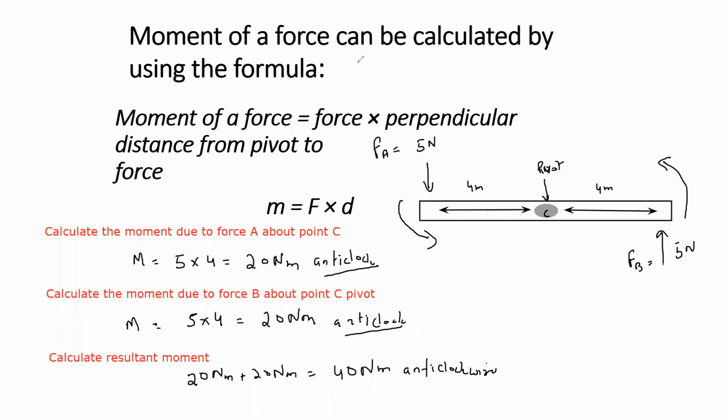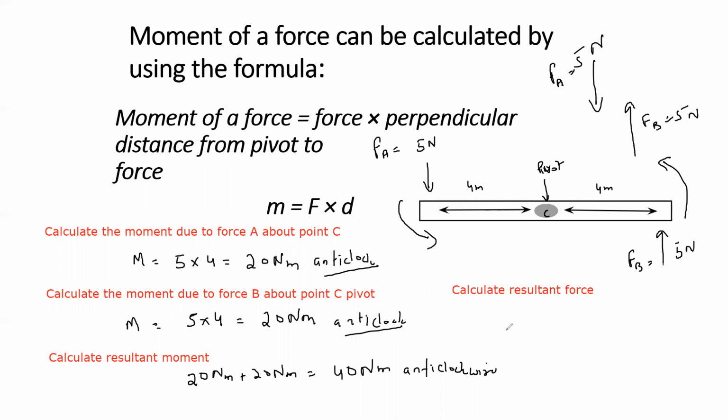If the question was to calculate the resultant force, so what is the resultant force? When we check force, we don't bother about the moment. Force A, FA, is acting downward, 5 Newton, and force B is acting upward, 5 Newton. So what is the resultant here of the two forces? Force A is acting down, force B is acting up.